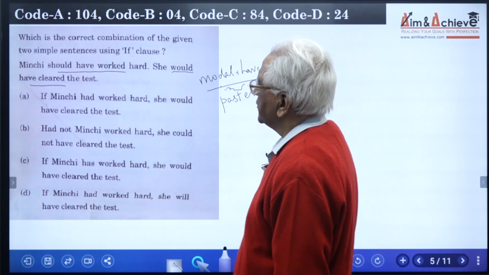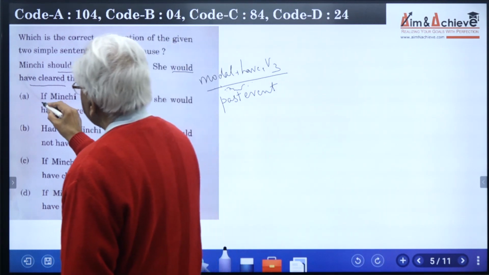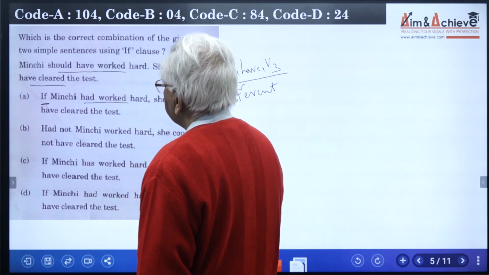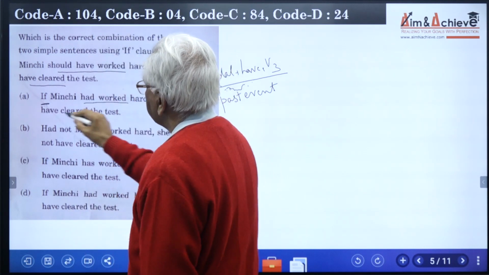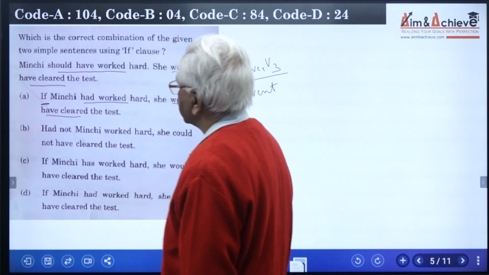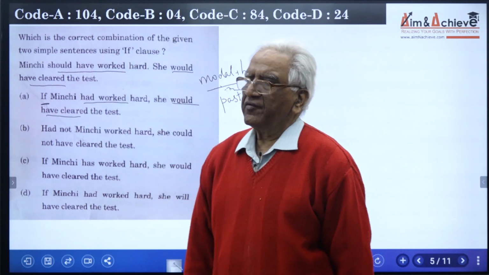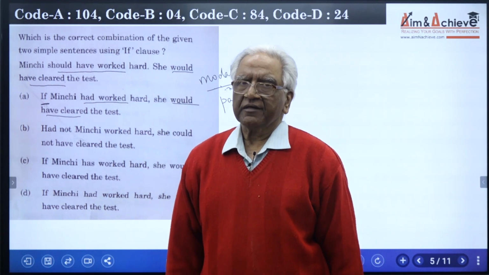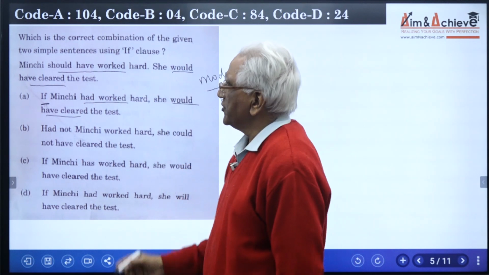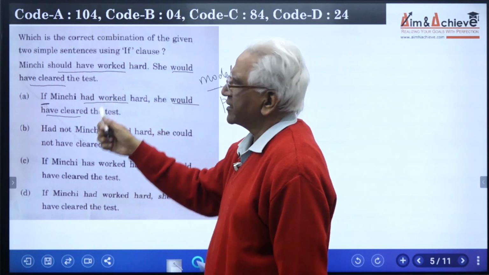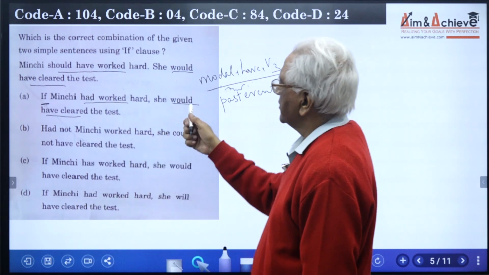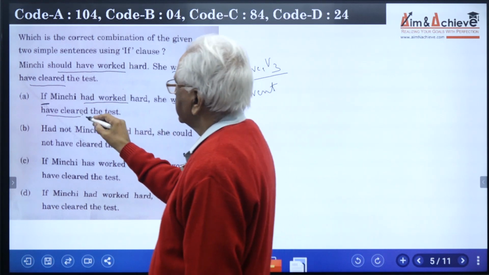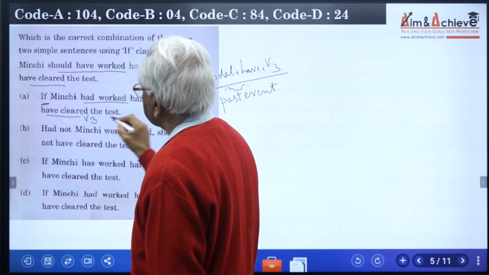If Minchi had worked hard, here it starts with the if, it's a conditional. Had worked, she would have cleared, that means this is talking about the past. The normal pattern when you're talking about a past event which is affecting or talking about the present state, we use past perfect in the conditional clause and we use would have plus V3 in the subordinate clause.